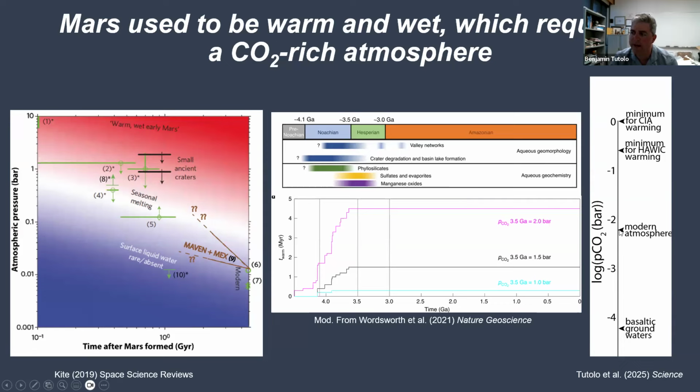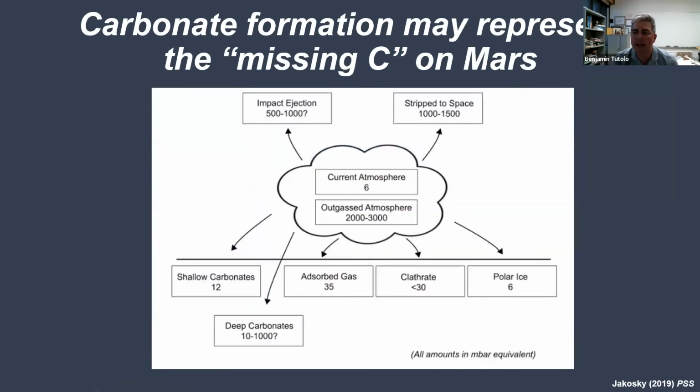So the modern atmosphere is about 6 millibars of CO2. And then if you look above this high altitude water ice cloud, maybe 0.5 bar or so of CO2 is required. And collision-induced absorption suggests about 1 bar or so of CO2 is required just to get you above zero. And so where is all of that CO2? So here is a plot from Jakosky's paper from 2019 showing essentially the known or hypothesized pathways for CO2 over the history of Mars.